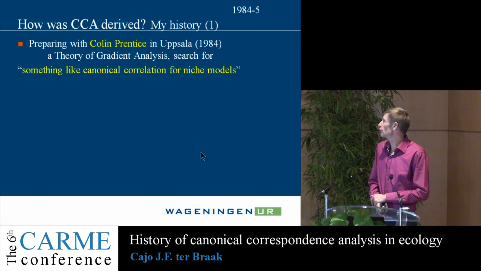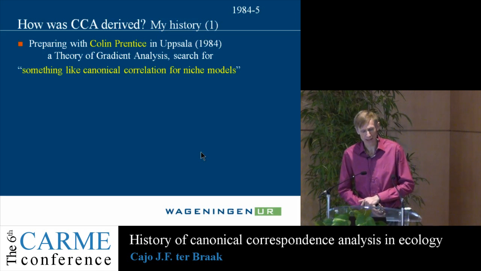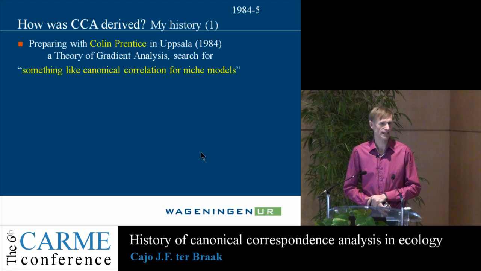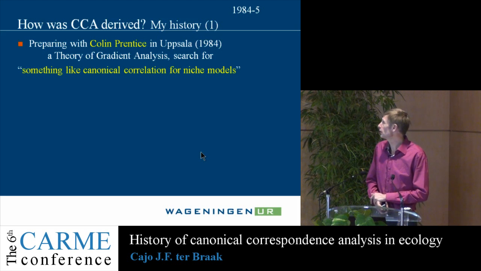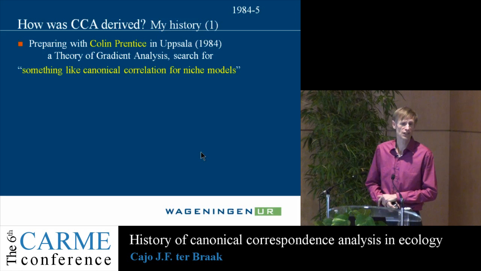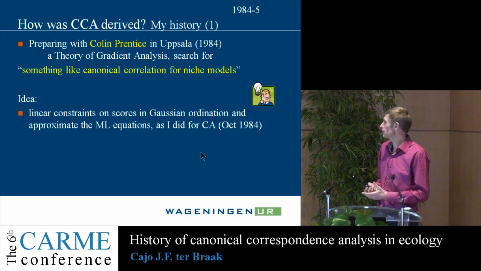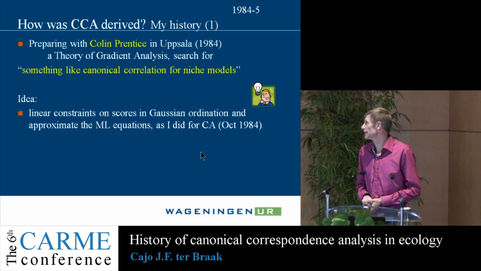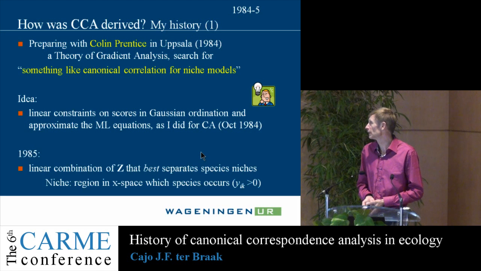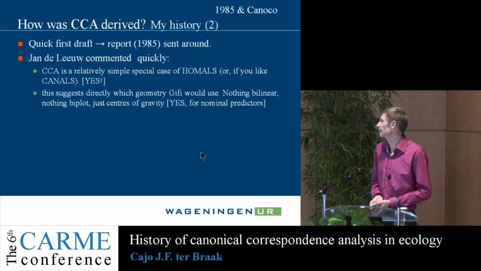So how was then canonical correspondence analysis derived? I was preparing with Colin Prentice in Uppsala in '84 a theory of gradient analysis. So gradient analysis are these values of moisture and things like that. And we were looking for something like canonical correlation for niche models. So then we had, at a particular night when I was just going to leave, the real idea: let's do linear constraint on scores in Gaussian ordination and approximate the ML equations just as I did for correspondence analysis. And later then, of course, you get the more usual stuff, which I will present in the next slides.